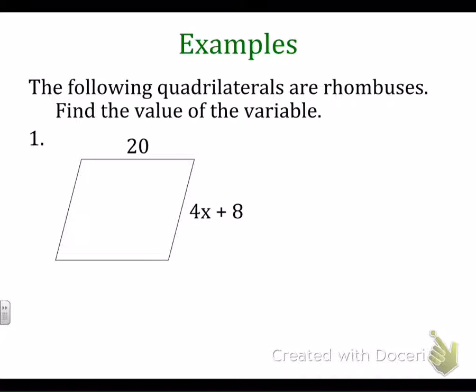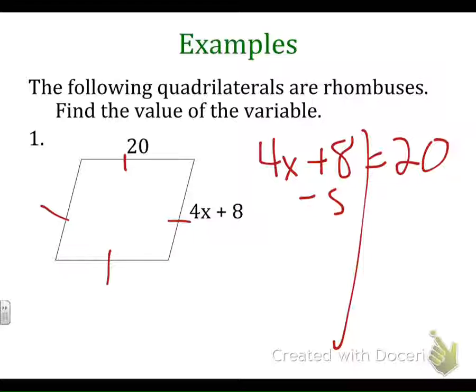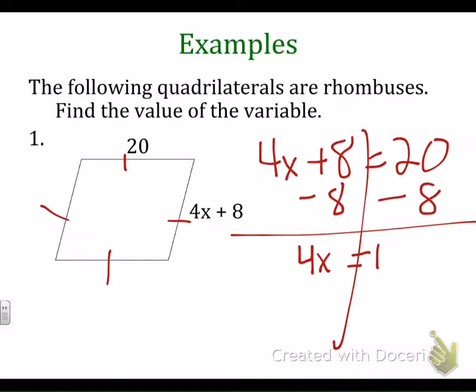Okay, so the following quadrilaterals are rhombuses. Find the value of the variable. So we know that all the sides are congruent, so we would do 4x plus 8 is equal to 20. Subtract the 8. So 4x is equal to 12. Divide by 4. x is equal to 3.